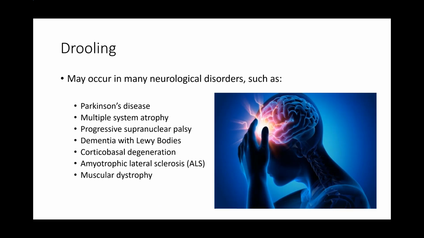There are many different neurological disorders that can be associated with drooling. Today we're talking about Parkinson's disease, but some of the other Parkinsonian conditions, including multiple system atrophy, progressive supranuclear palsy, dementia with Lewy bodies, and cortical basal degeneration, may all have drooling as a significant symptom. Drooling can also be seen in muscular disorders that are kind of neurological in basis, including amyotrophic lateral sclerosis, also known as ALS or Lou Gehrig's disease, and muscular dystrophies, of which there are a lot out there, where the muscles become weak.